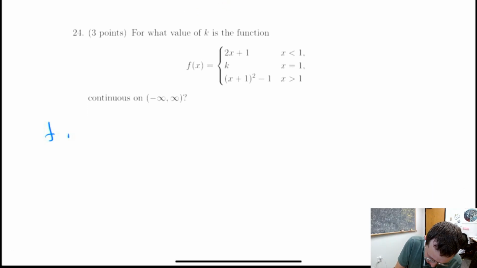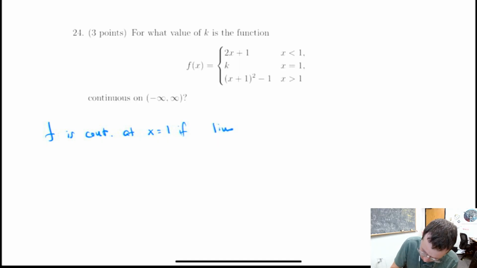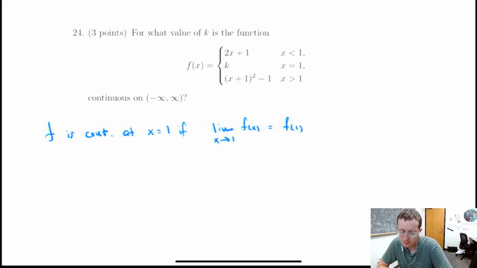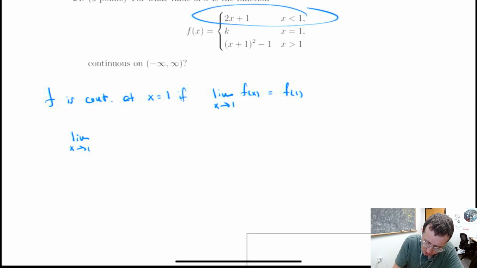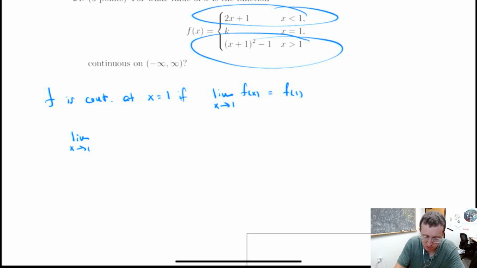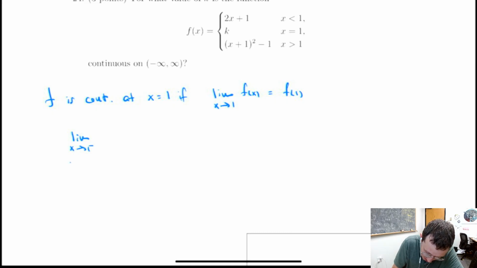So what does it mean for f to be continuous at x equals 1? It means that the limit as x approaches 1 of f of x needs to be equal to f of 1. Okay, what is the limit as x approaches 1 of f of x? Because this is defined piecewise with a piece to the left of 1 and a piece to the right of 1, I need to compute the two one-sided limits.